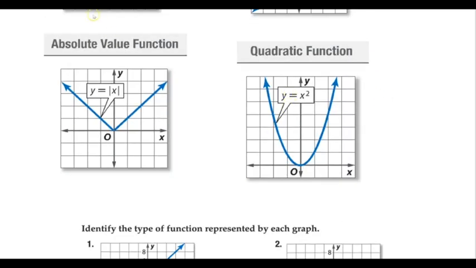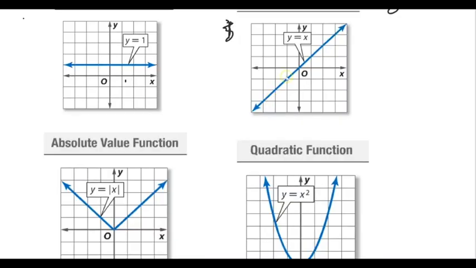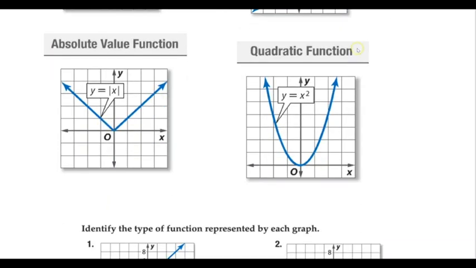Absolute value, we talked about the last lesson. Absolute value makes this part positive. It looks like a V. Quadratic might be a new one for you guys. We'll go into great detail next chapter, but the quadratic function looks like a U.